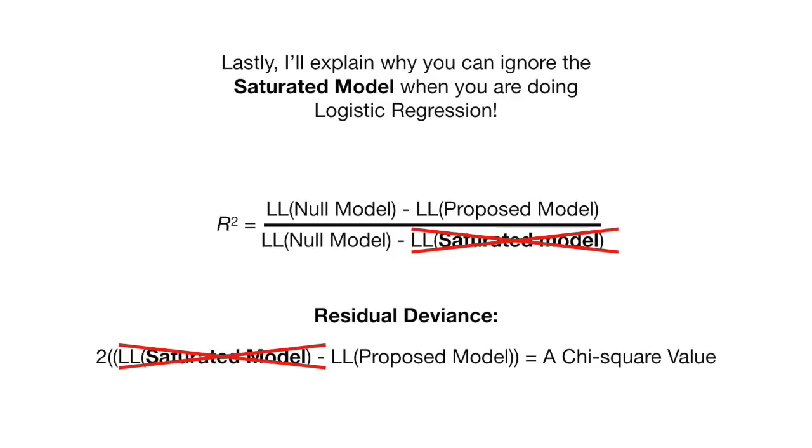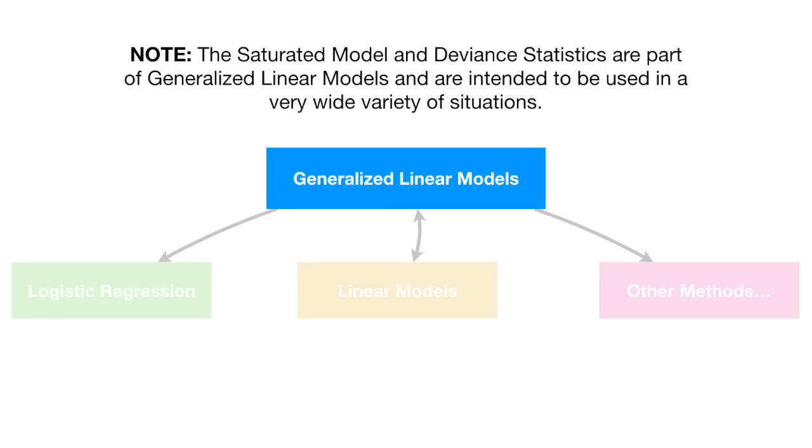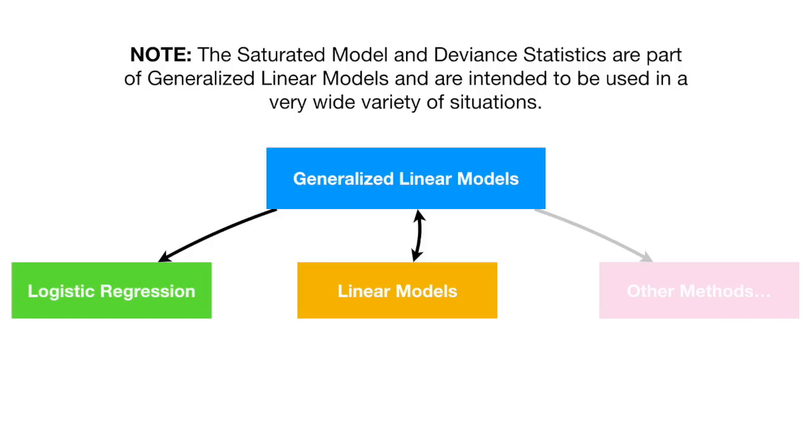Lastly, I'll explain why you can ignore the saturated model when you're doing logistic regression. Note, the saturated model and deviance statistics are part of generalized linear models and are intended to be used in a wide variety of situations, including, but not limited to, logistic regression, linear models, and other methods.